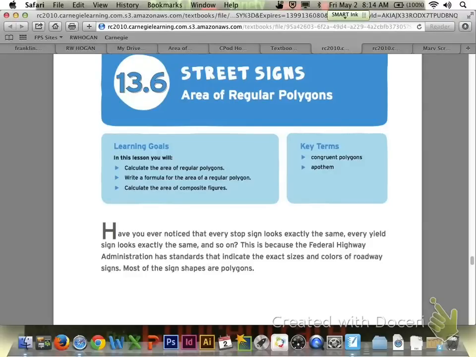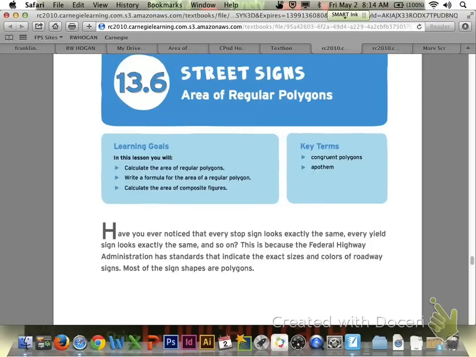Hi class, in 13.6 we will be looking at the area of regular polygons. The learning targets for today: we will be calculating the area of regular polygons, writing a formula for the area of a regular polygon, and then, as we have been doing with the other lessons in Chapter 13, calculating the area of composite figures.